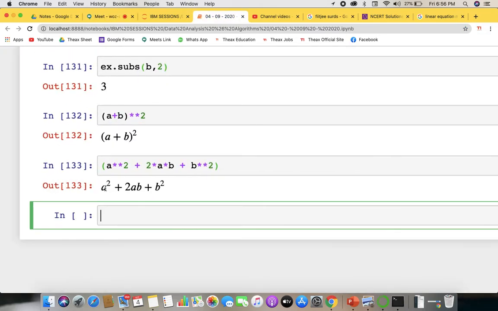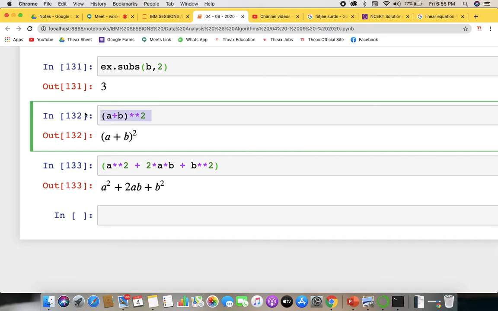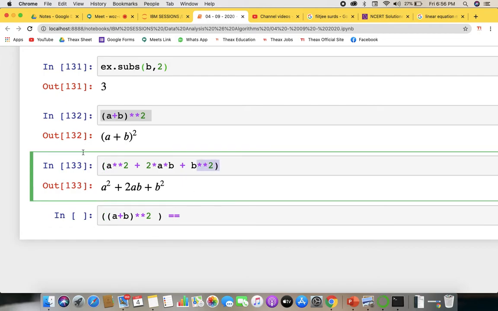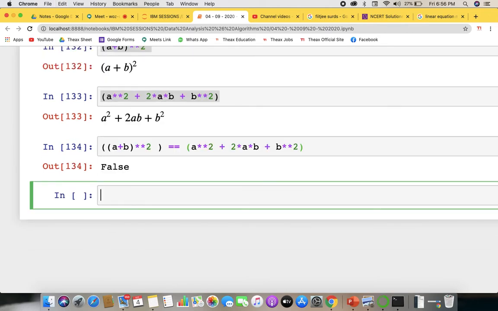So this is a square plus 2ab plus b square. So is this equation giving an equal value? Will the equation be giving the equal value? Answer, anyone? Quickly. Yes, sir. Okay. So should I write this is equal to this? Will it be giving the result true or false?